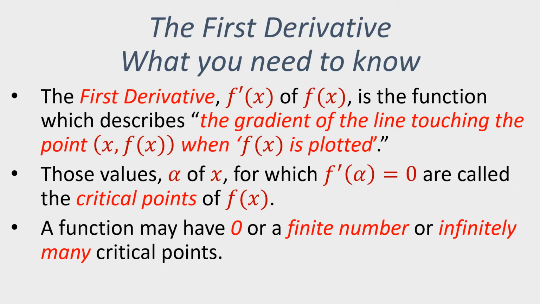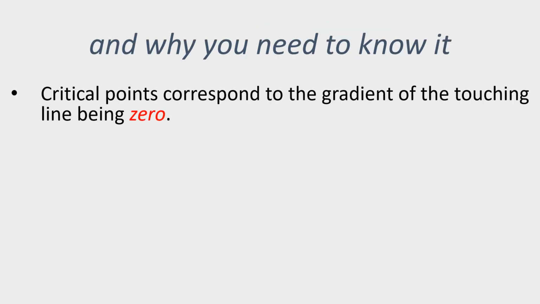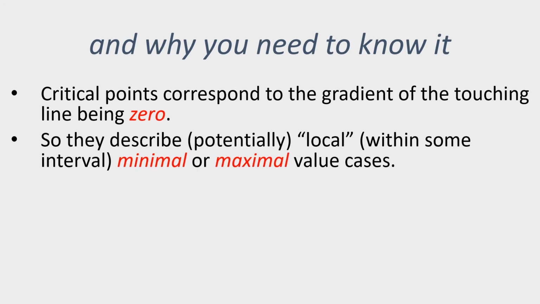A function may have no critical points at all. It may only have a finite number. It may have infinitely many different critical points. Why do you need to know this? Critical points correspond to the gradient of the line touching a curve being 0.